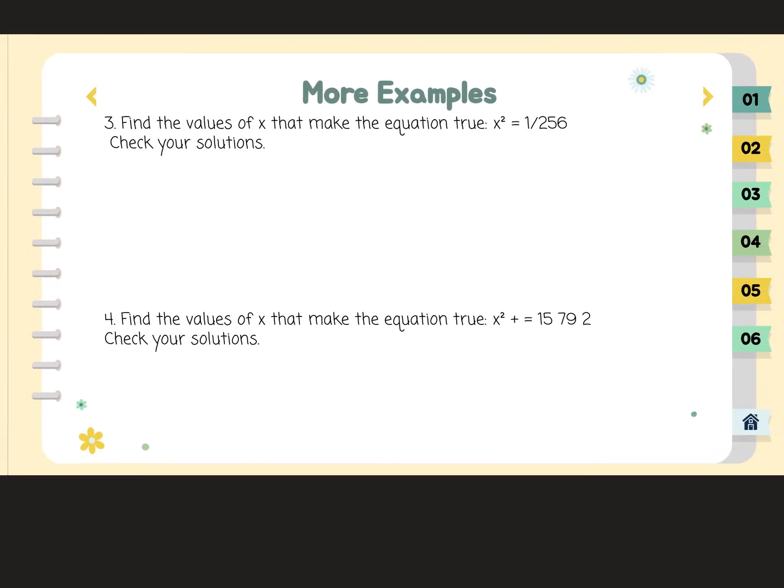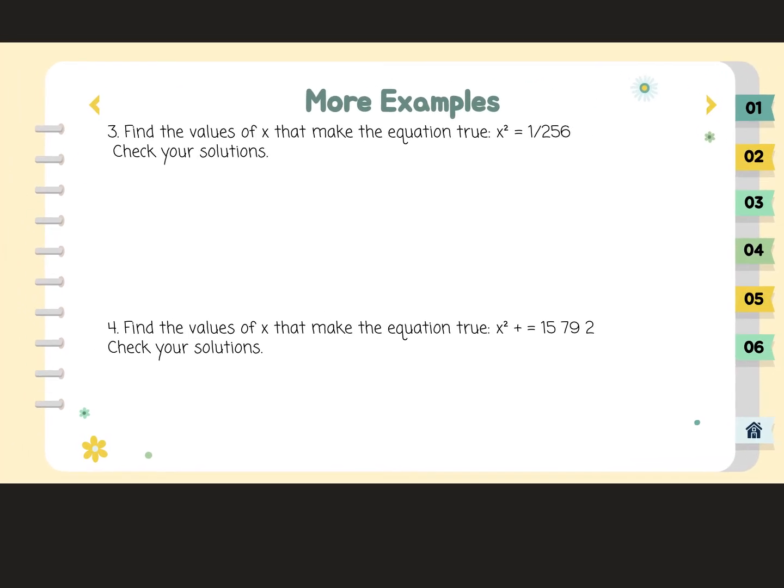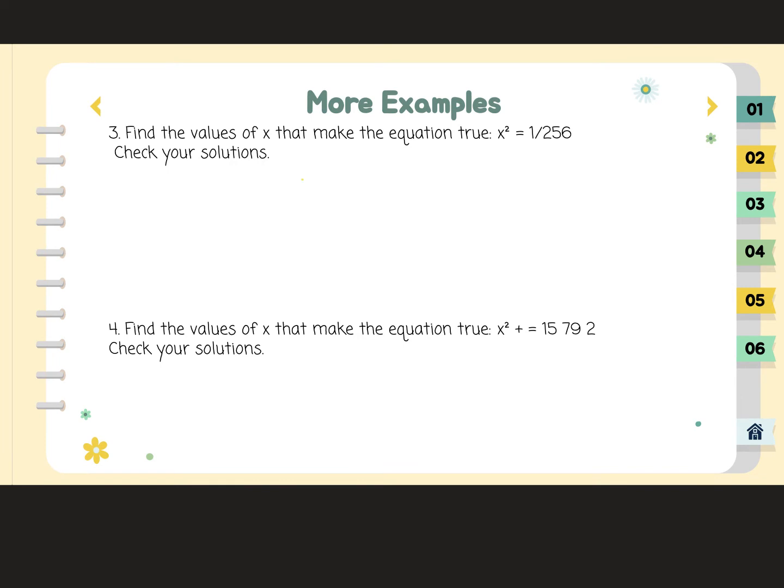All right. Now let's look at number 3. Number 3 says find the values of x that make the equation true. So this one's a little bit different. So I'm going to rewrite this so it's a little bit friendlier. So I have x squared is equal to 1 over 256. All right. So again, we're still looking for that x. So we're going to take the square root. We know the square root of x squared is x. We know that the square root of 256 is 16. But since it's 1 over 256, we have 1 over 16.